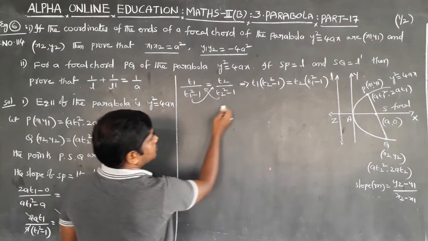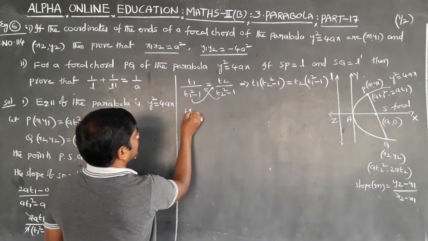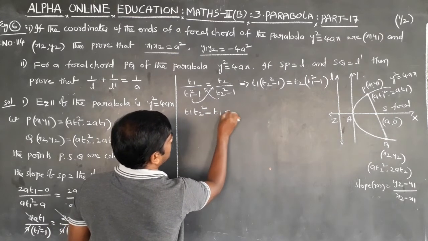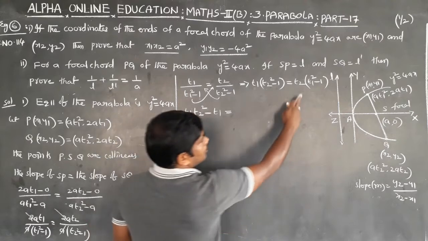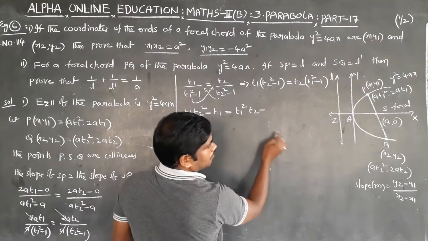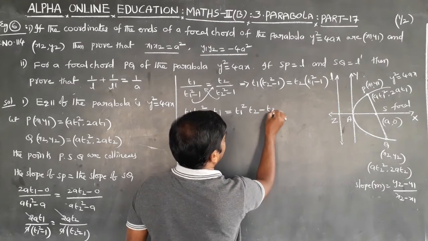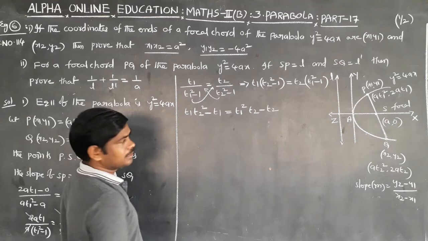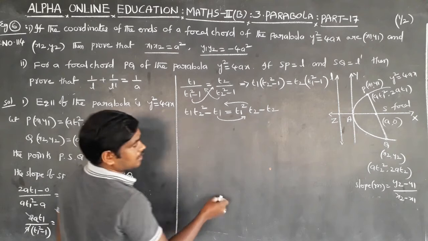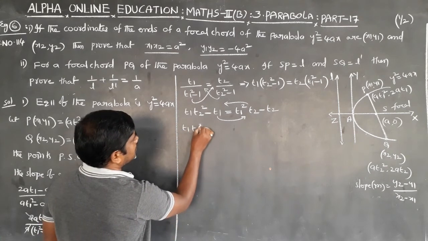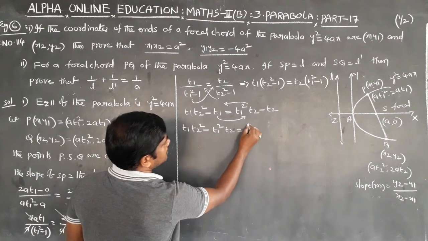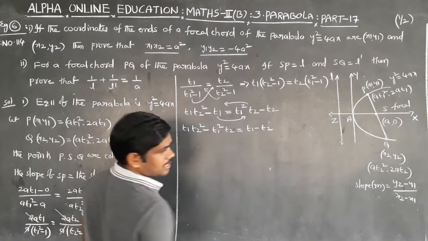t1 square into t2 square. t1 t2 square. t1 into minus 1 t1 is equal to t2 into t1 square. t1 square t2 minus t2 into 1 t2. Taking t1 square t2 to the left side, t1 to the right side: t1 t2 square minus t1 square t2 is equal to t1 minus t2.